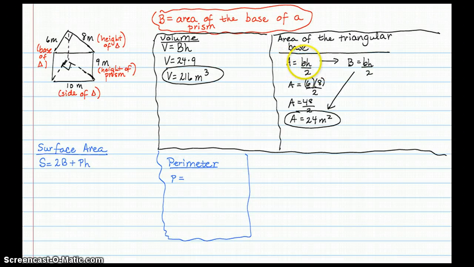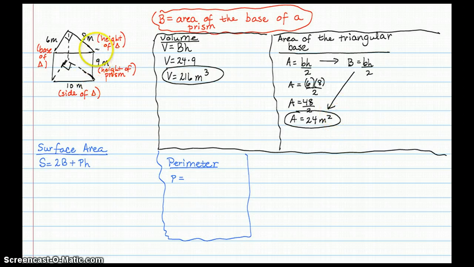Area equals the base of the triangle times the height of the triangle divided by 2. So area, or big B, area of the base, equals 6 times 8 divided by 2. 6 times 8 is 48, divided by 2 is 24 meters squared.